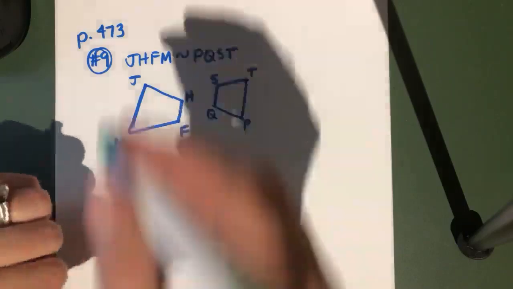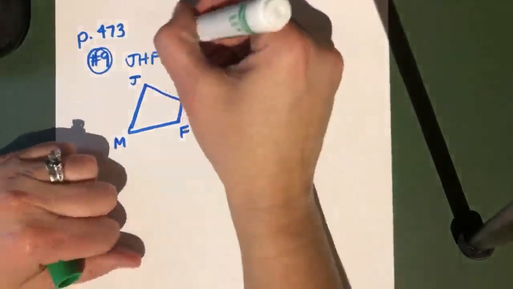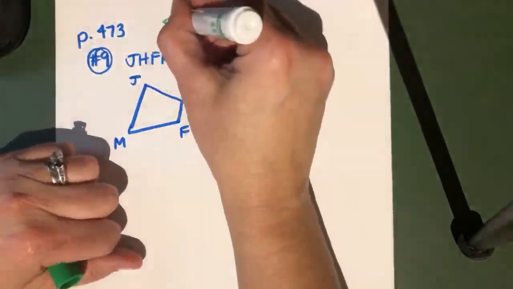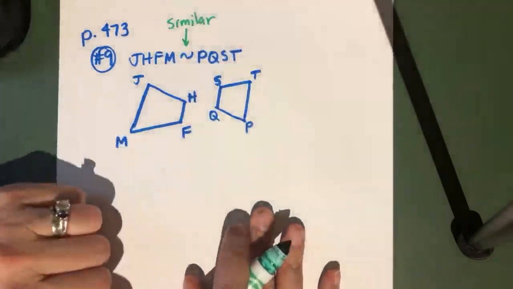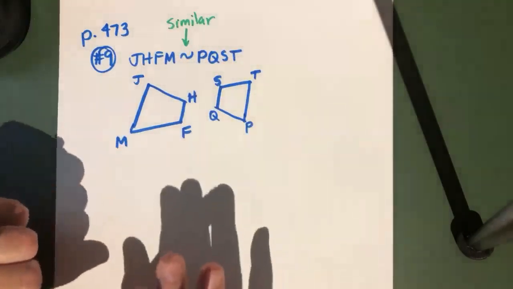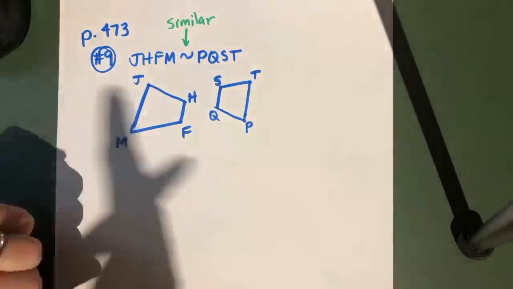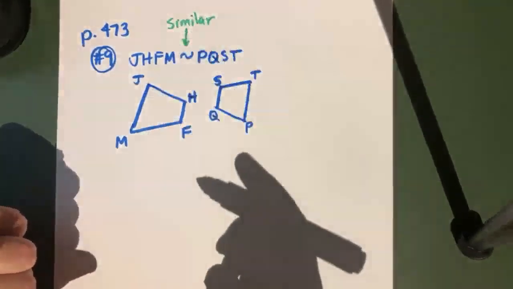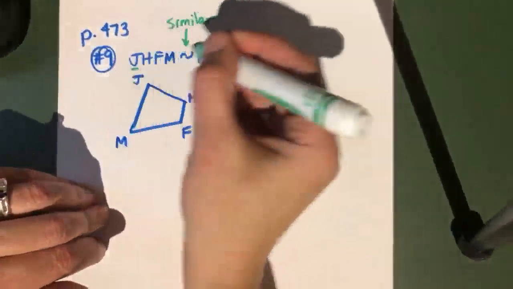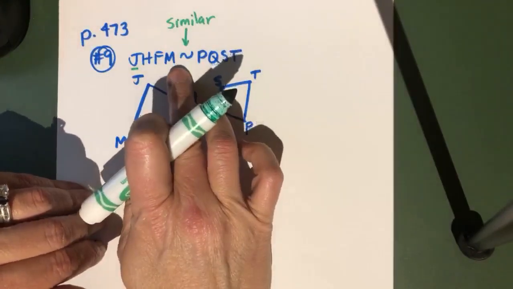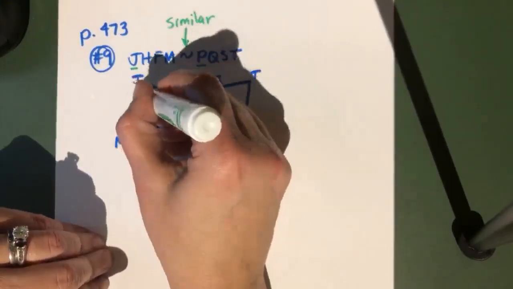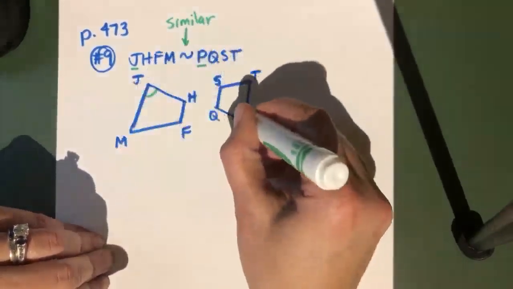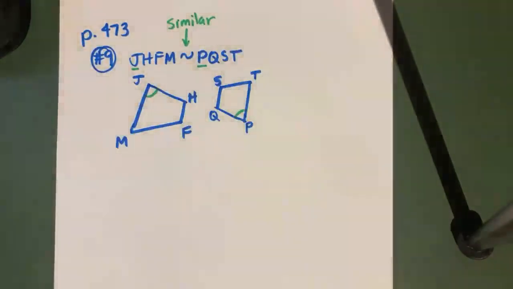All right. Match up similarity. And remember, this means similar. Similar meaning same shape, okay? Same shape. Does not necessarily mean same size. It means same shape. But what that means is I can match up my angles. Since I've already had this stated that they're similar, I know that J and P are congruent. So I'm going to put one arc on J and one arc on P. I know those two guys are congruent because of the way it's stated.